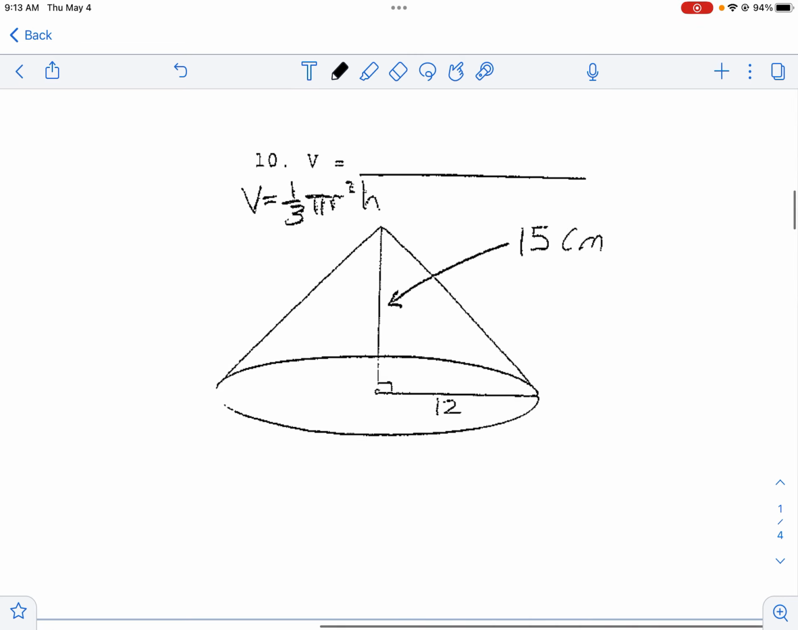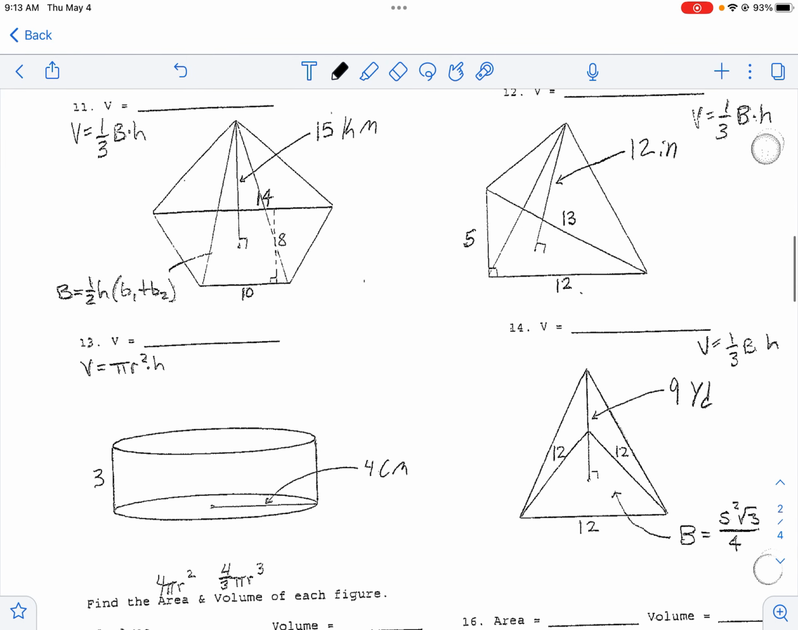Next one. 1/3 pi r squared h. So 1/3 pi, radius is 12 squared, times 15. So I would go ahead and do pi times 144, which is 12 squared, times 15. Divide that number by 3 and you get 2261.9, or 2262, let's call that. That would be in centimeters cubed. First page done. Second page.